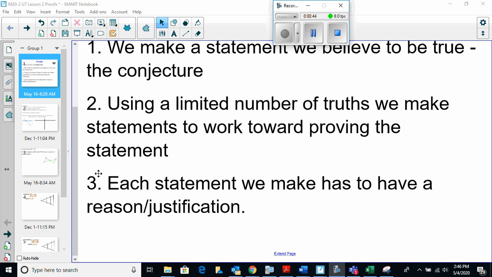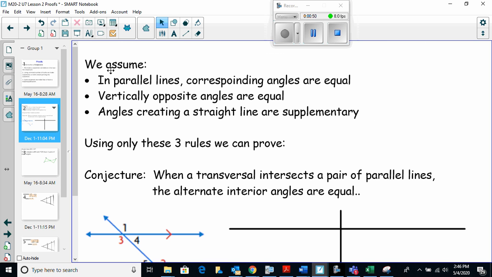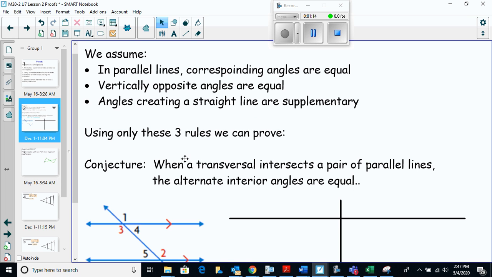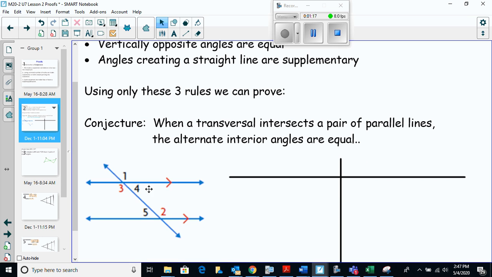Why are we doing this? What is the logic behind what we are saying? So now, the assumption that we have here is that when we have two parallel lines, corresponding angles are equal to each other, vertically opposite angles are equal, and angles created by a straight line are supplementary. Those are the three rules that we will use to prove the truth about the alternate interior angles, which are angles 4 and 5 here.